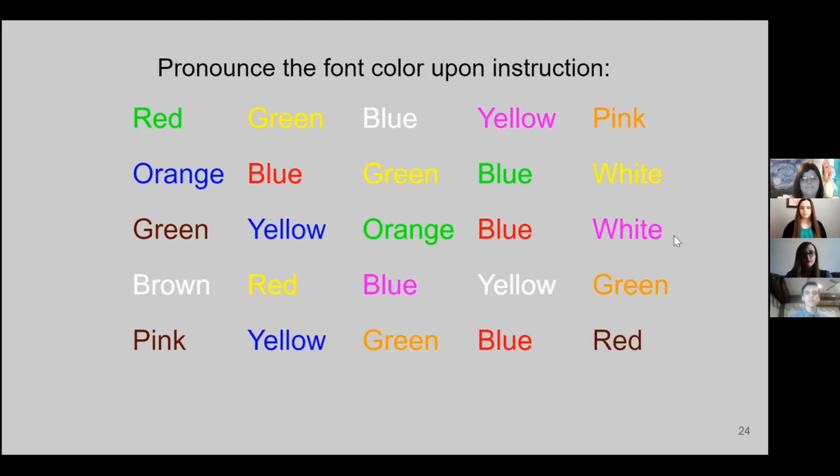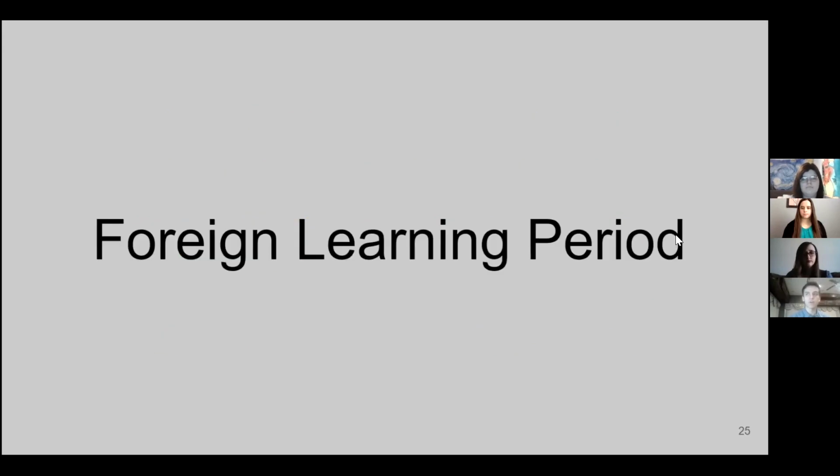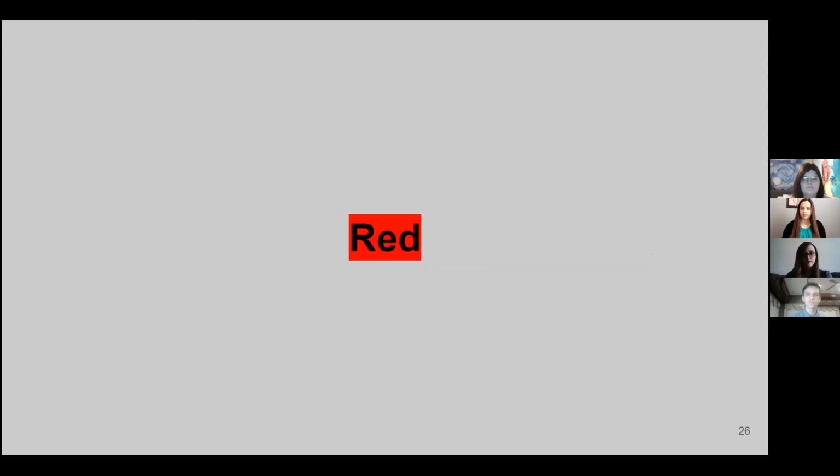Once they completed the English activity, they would move to the foreign learning period. In the foreign learning period, the participants had a chance to learn all of the foreign words, so in total 8 words. What they would see is first the English word, and then we would pair it with the artificial, what they would know as the foreign word, and they would have to repeat this word back to us just to make sure that we know that they know how to pronounce it. And they would do the same process for all 8 words.